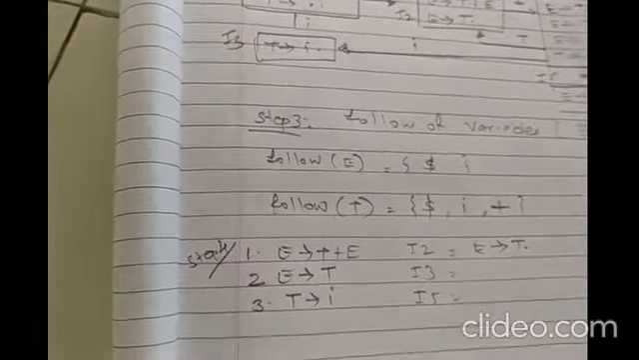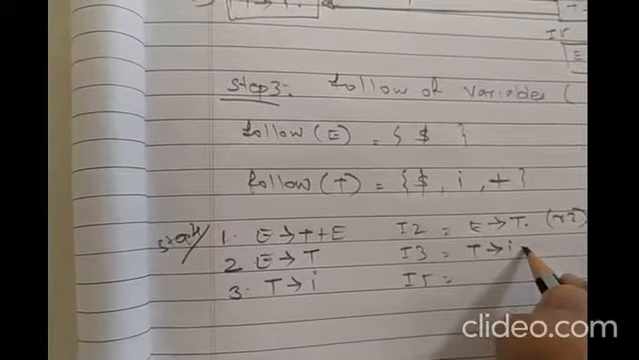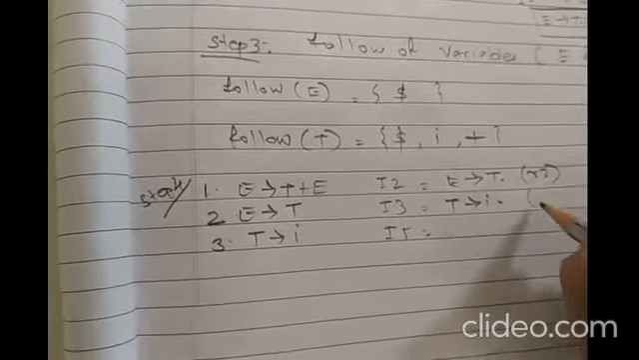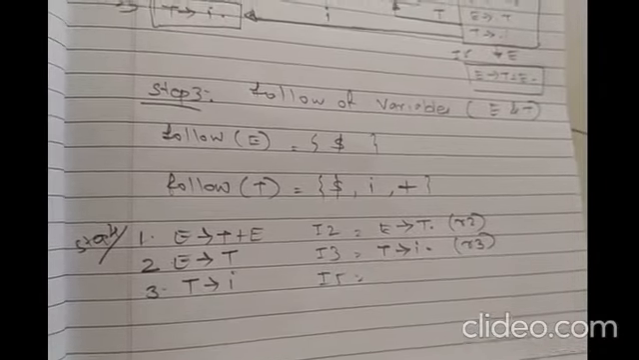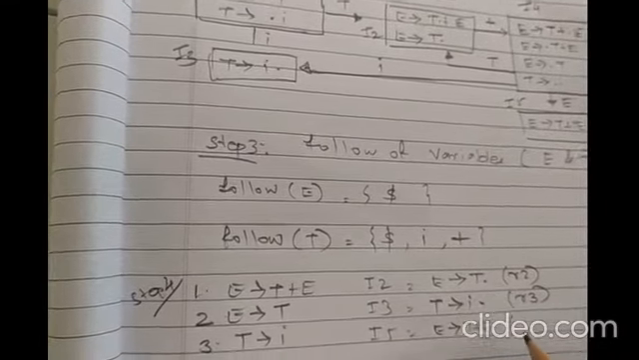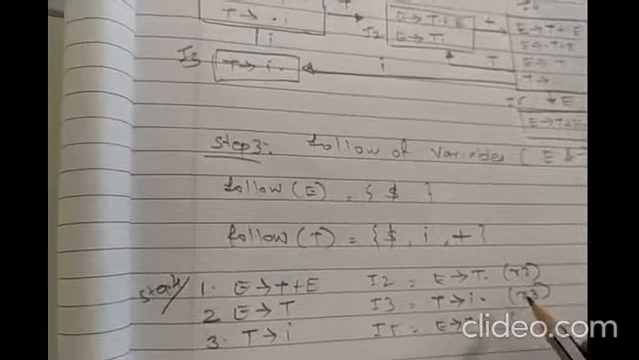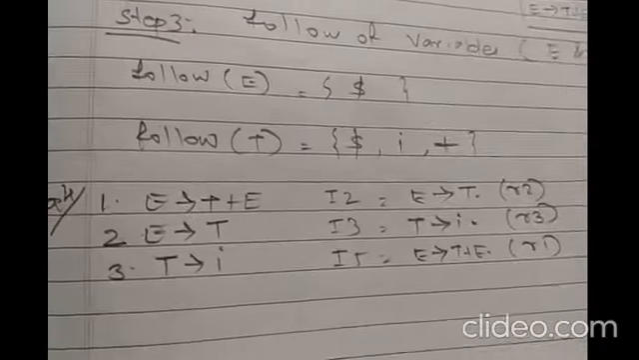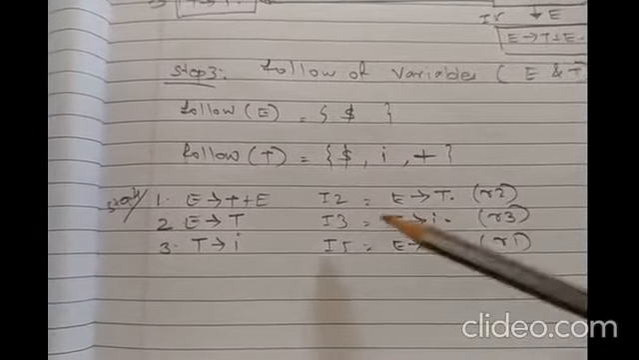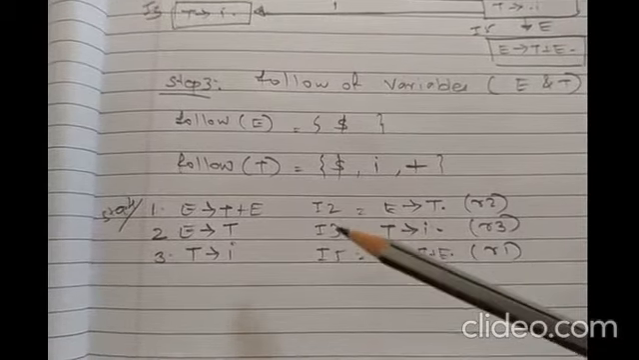Then I3 consists of T tends to I. So T tends to I dot, similar to production 3. So when I3 is coming, I am reducing it with R3. And for the I5 state, just look at I5, E tends to T plus E dot. It is similar to production 1. So reducing with 1. So in this way we identify candidate states for the reduce operation. These are I2, I3, I5. So just make a mapping with the given productions and reduce those states with R2, R3 and R1.